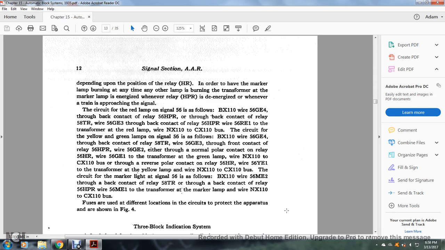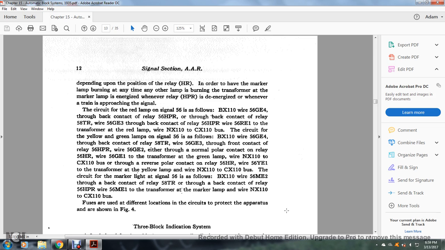The circuit of the red lamp of the signal F56H is as follows: the BX110 with the wire H56GE4 through the back contact with the relay 56HPR, through the back of the contact relay 58TR with the wire 56GE3, through the back of the contact relay 56HPR with the wire 56RE1 to the transformer with the red lamp, with the wire with the NX110 with the CX110.